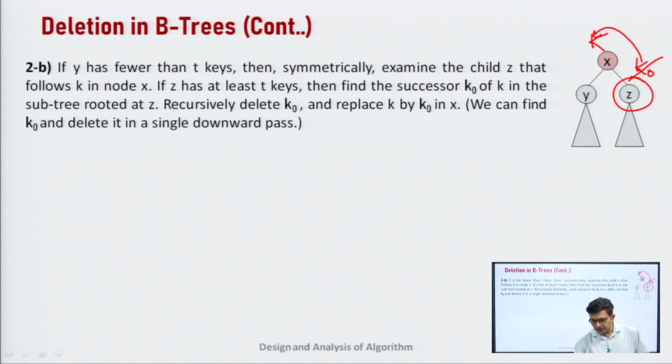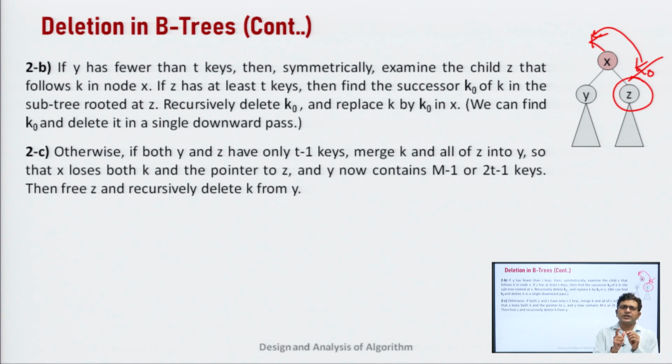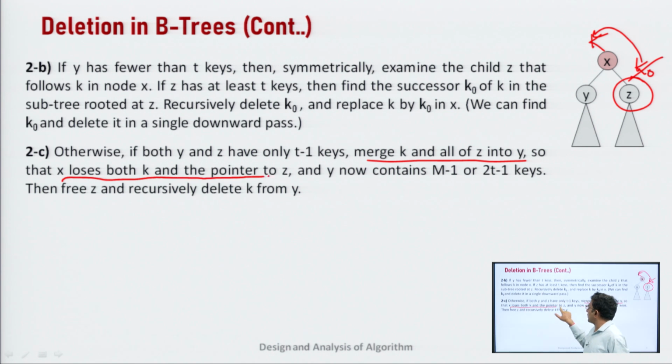Now, case 2c says that if both the left child and the right child have only minimum keys, left child y and right child z both having only t minus 1 keys, then how can we borrow keys from these two subtrees? In that case, we merge k and all of z into y. The key k in x and the z node, both are merged into y, so that x loses both k and the pointer to z. So, x will be losing k here and it will also be losing the pointer to z.